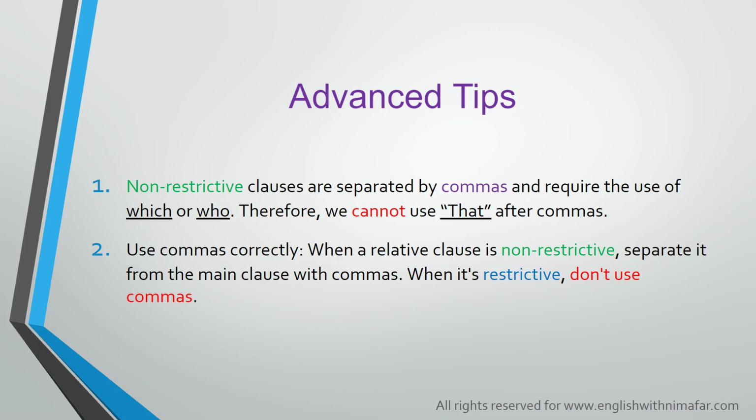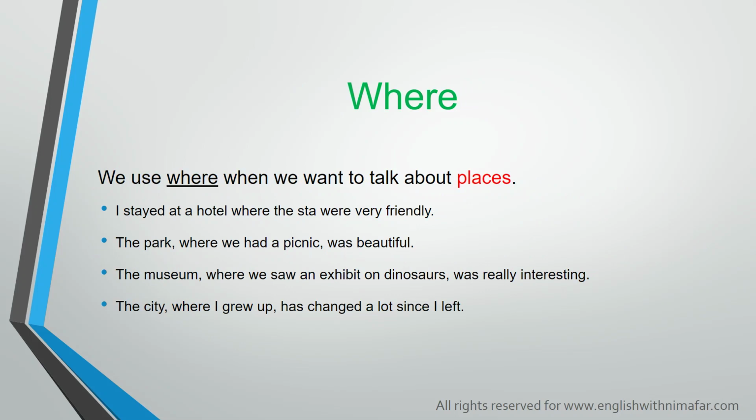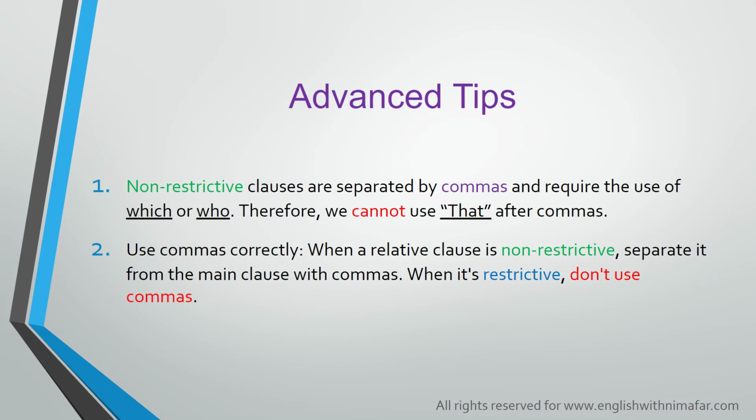For example, the city, where I grew up, has changed a lot. Here you should see I separated it with two commas, after city and before has. Where I grew up is a non-restrictive clause, and we can easily omit it. So it's exactly about this. So we cannot use that.